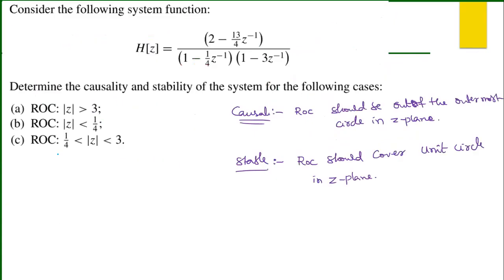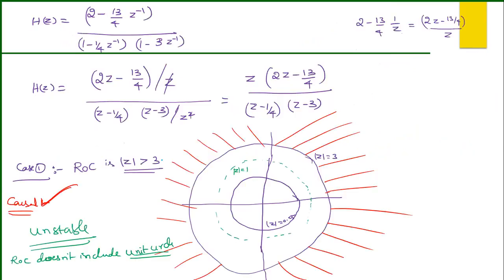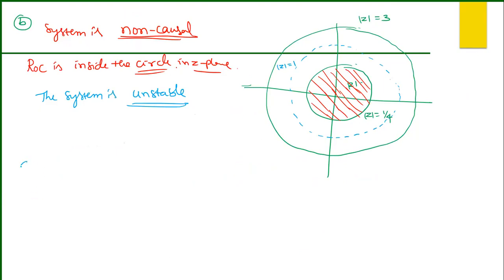One more. What is the one more given? ROC is in between the poles, 1 by 4 to 3. So now I will draw that case. Same circles I will draw here.